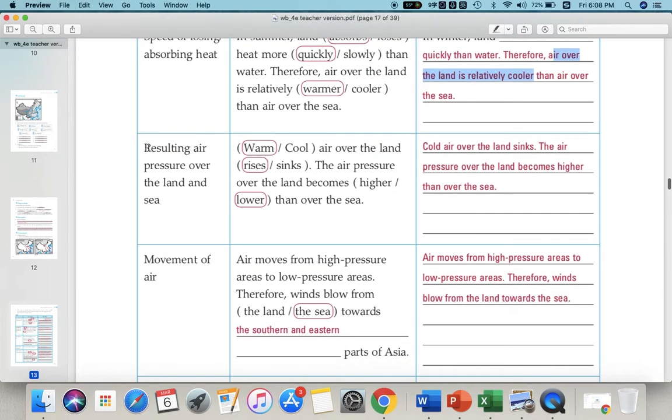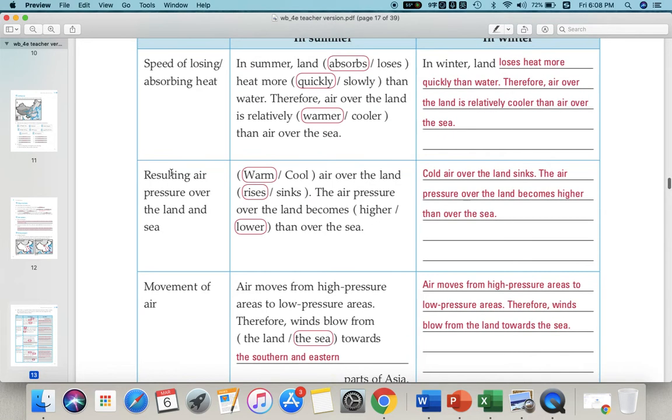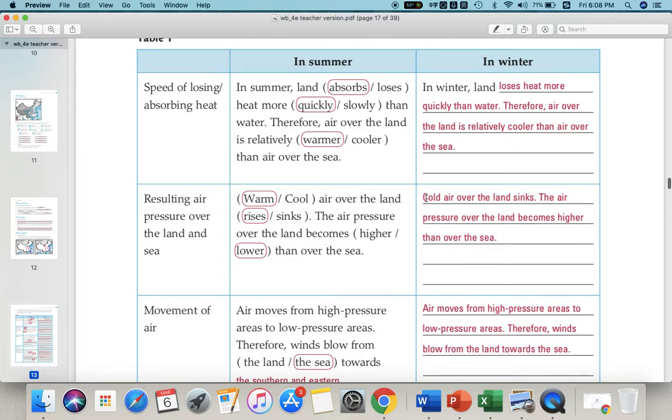So what about the resulting air pressure? What would it be when the air is warmer? Relating to the air pressure, if the air is warmer, that is on the land, the air will rise and the air pressure over the land will therefore be lower than the sea. Opposite, in winter, because there is cool air over the land and it will sink, the air pressure over the land will become higher than the ocean or the sea.